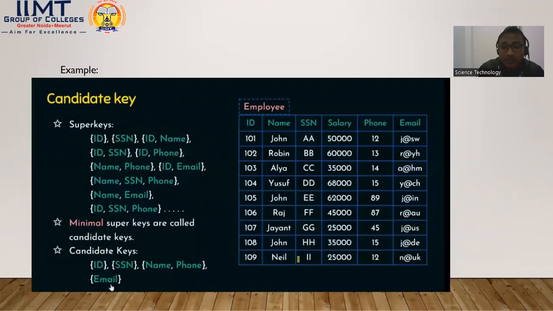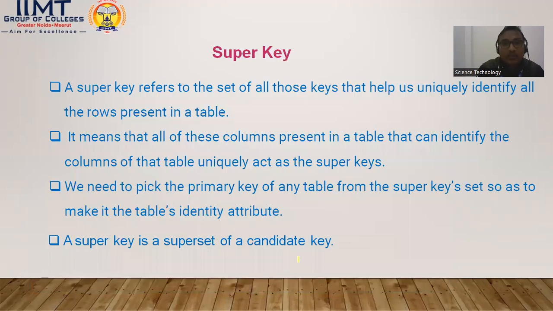The main purpose of a key is to uniquely identify a record. You have to keep this one thing in mind: we need to uniquely identify every record. A super key refers to the set of all those keys that help us uniquely identify all the rows present in the table. All of the columns in the table that can identify rows uniquely act as super keys. We pick the primary key of any table from the super key sets so as to make it the table's identity attribute.